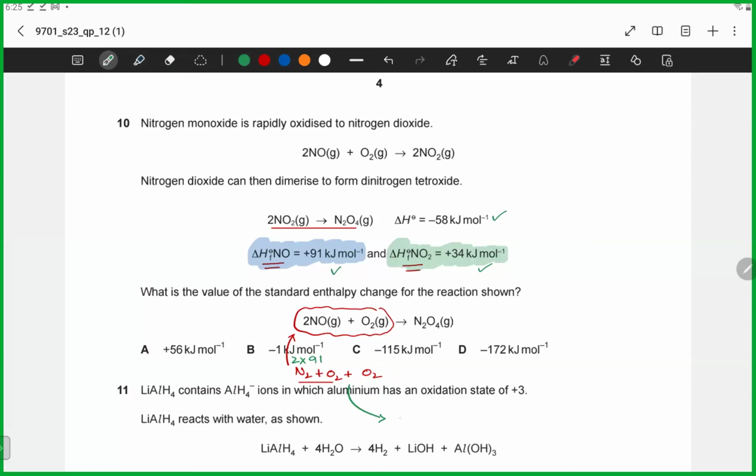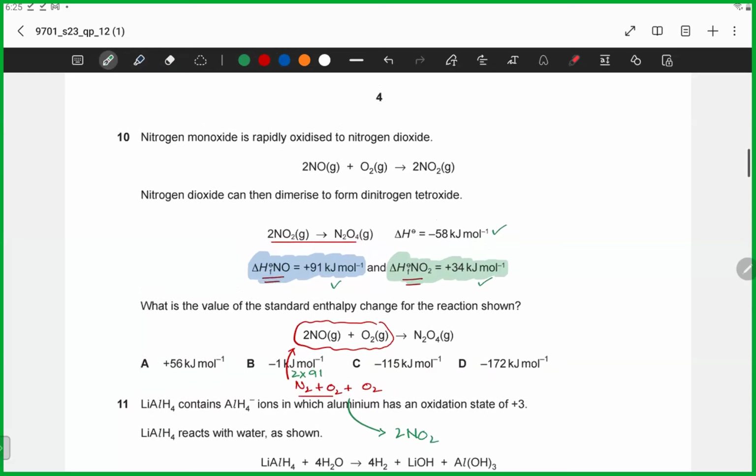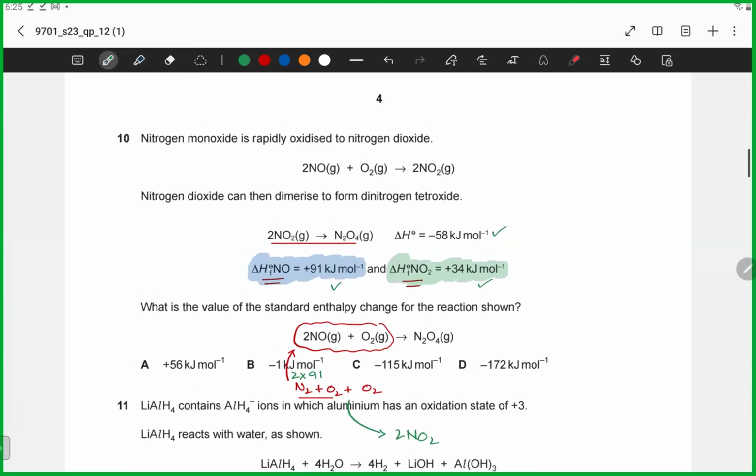So I'm going to form NO2. But the thing is, I would have to form two NO2s because there are more elements there. There are two Ns and there are four oxygens, right? So I have to form two NO2s. So this value would be what? 34 times 2, right? Is that clear?